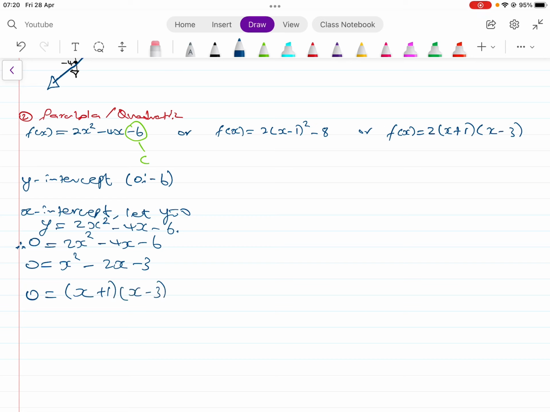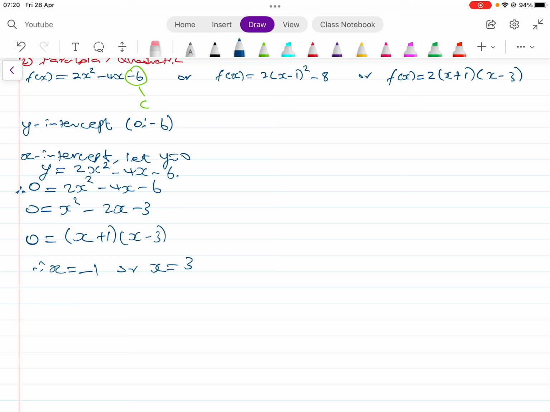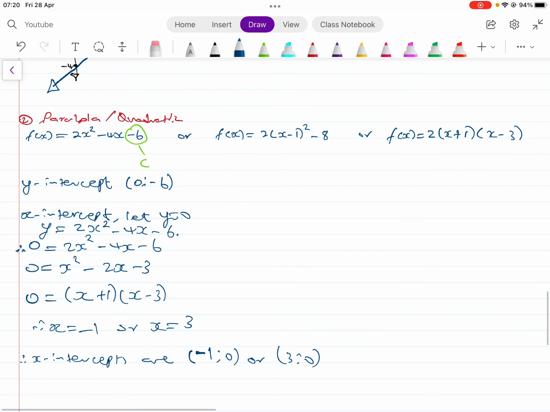Okay, so now you have the x-intercepts, rather. Therefore, x-intercept what? -1 and 0, or 3 and 0. Those are the x-intercepts. So now you have the two x-intercepts, and the y-intercept. You also need to indicate the turning point. Once you have the turning point, I think you'll have all the information. Then you can start sketching your graph.